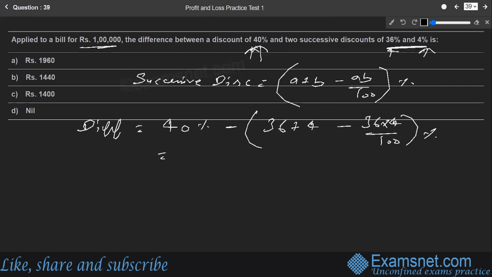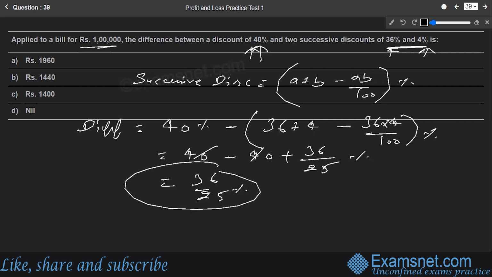So how much is this? This is 40 minus 40 plus 36 over 25%. So 40 and 40 get cancelled. So this is ultimately 36 by 25%. And this is applied to what? This is applied to 1 lakh. So how much is that difference? So we need to find out the 36 by 25% of 1 lakh.